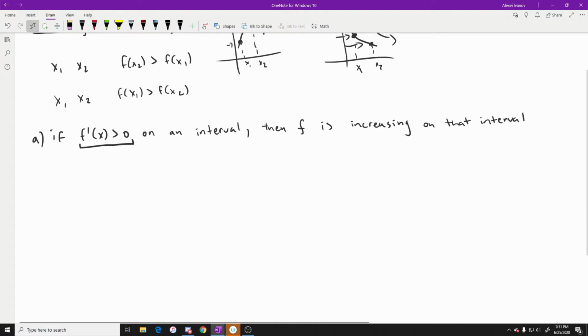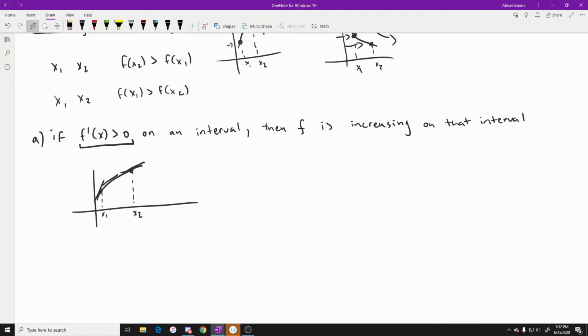The reason this is true is, again, if we look at a quick example of something like this, we know that this function is increasing because if we were to evaluate an x1 and an x2, the value at x2 is larger than the value at x1. But what we can also notice is that the tangents of all of these points actually all have a positive slope.